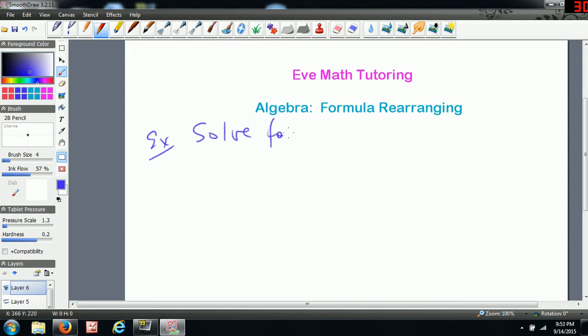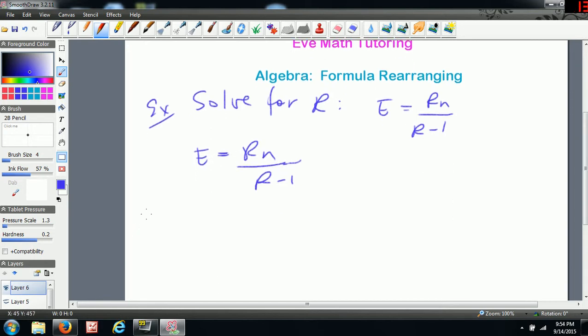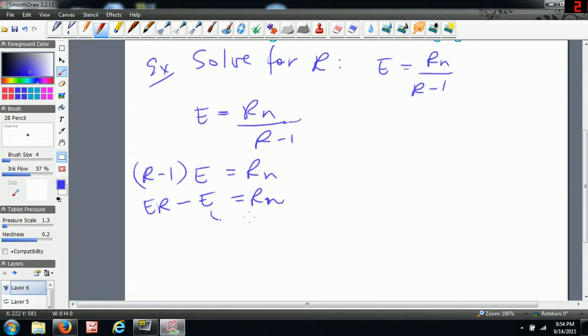So say we have solve for R, and the equation is E equals Rn over R minus 1. So we want to solve for R. Okay, so what we're going to do here is multiply both sides of the equation by R minus 1. So we get ER minus E equals Rn. Then we're trying to solve for R, so we're going to bring that over here. So ER equals Rn plus E. Then R equals Rn over E plus E over E. Or we could have just written the whole thing over E.